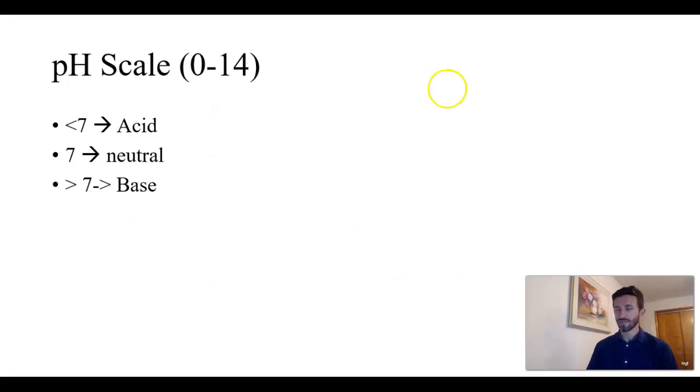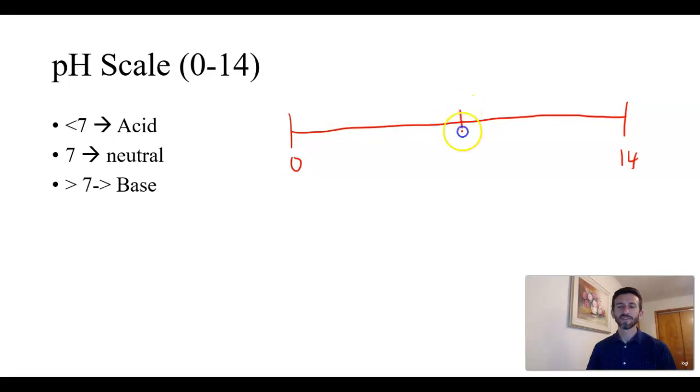As most of us know, the pH scale goes from 0 to 14, right? We know that 7 is neutral. If you're under 7, you're an acid. If you're above 7, you're a base. But what does this scale actually mean?